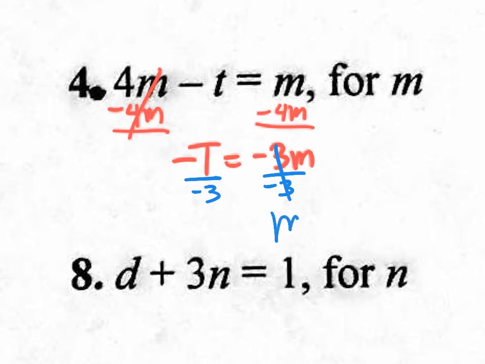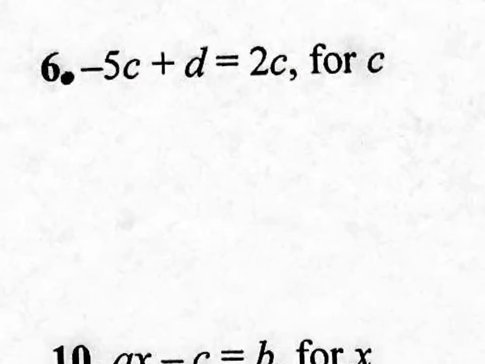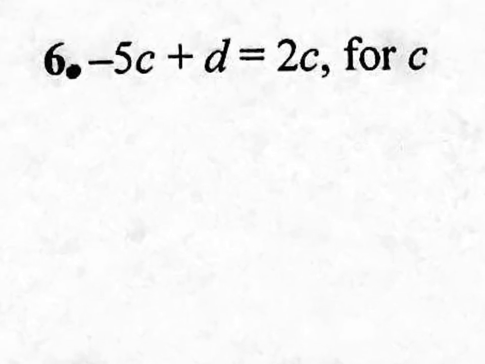It depends what they tell us to solve for. So anyways, we have m equals... I can't divide t by 3, but I could say that a negative divided by a negative is a what? Positive. So t over 3 is my final answer right there. M equals t over 3. Like I said, they did ask us to solve for m, but they could have also asked us to solve for t. It depends what the instructions tell us. Let's jump to a different one. How about number 6? And you guys are all following along, right?